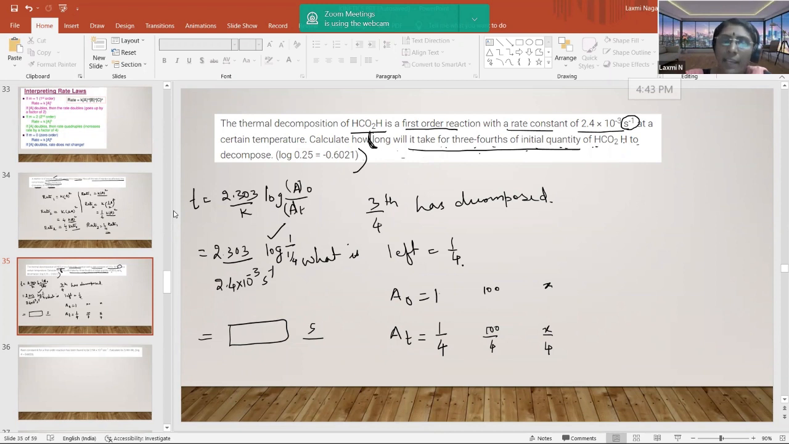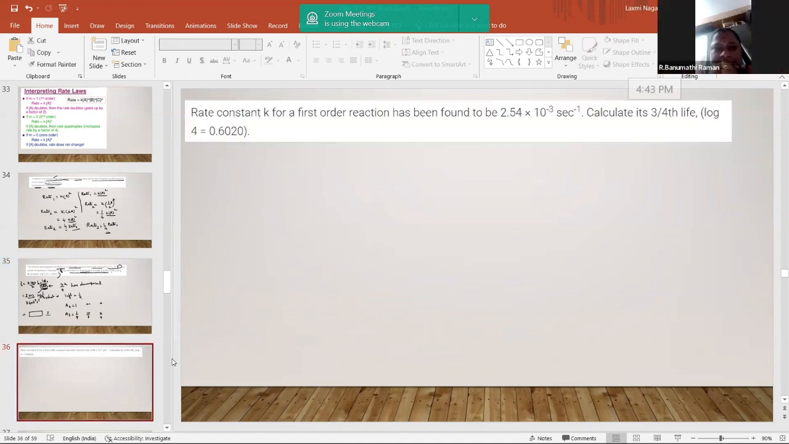As I told you, this is often a confused term. What is A at time t? Sometimes they write the left out amount, sometimes they write the consumed amount. The moment they hear 3/4, children normally put it as 3 by 4. This is one of the common mistakes. So if you keep defining A at time t, it will not happen.